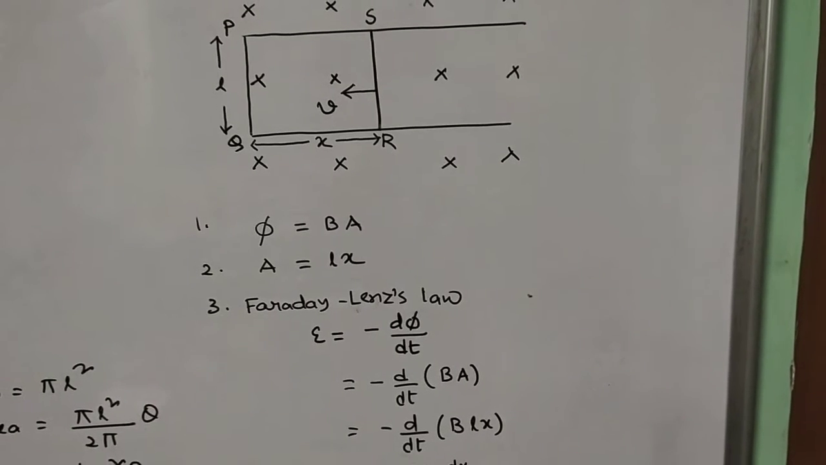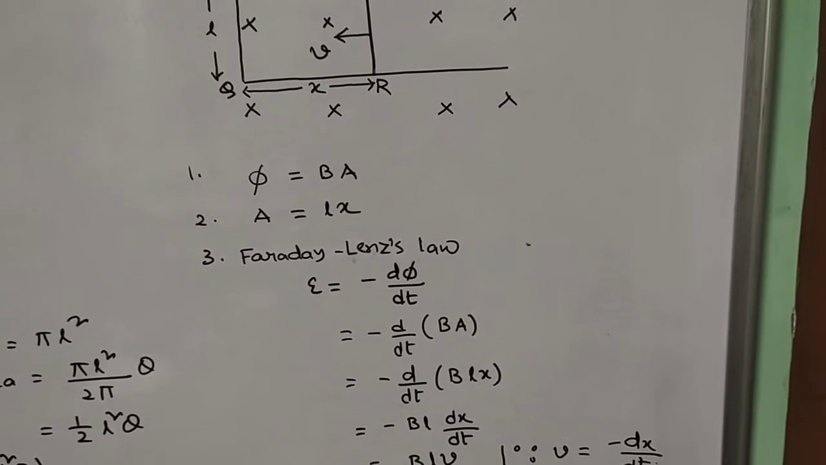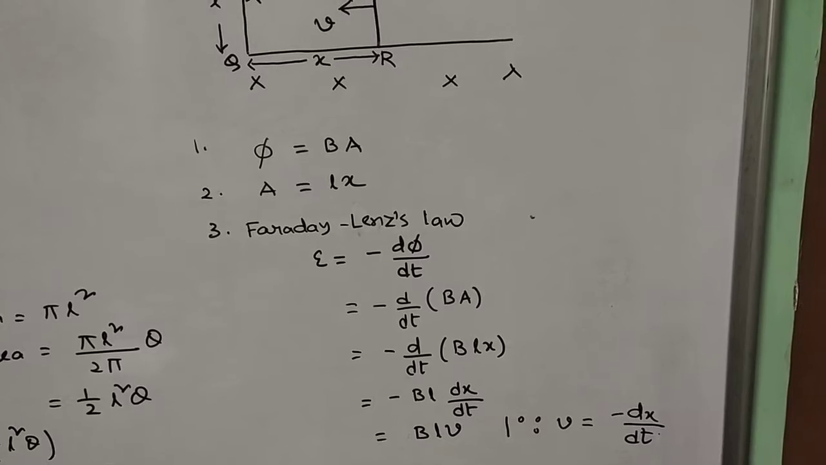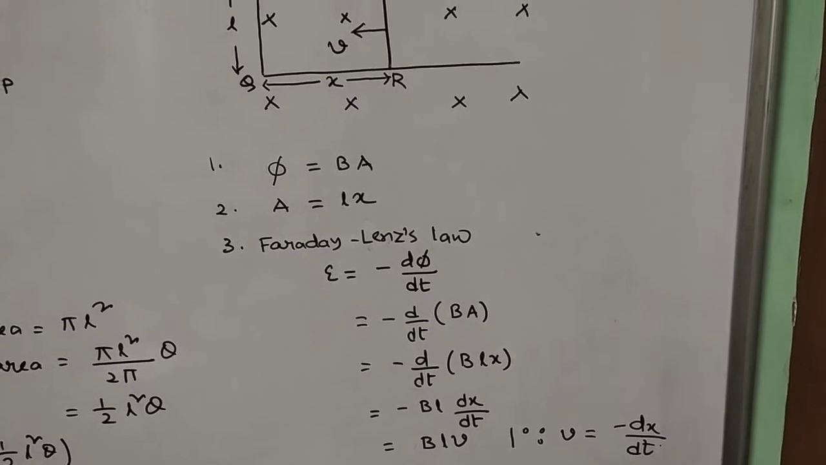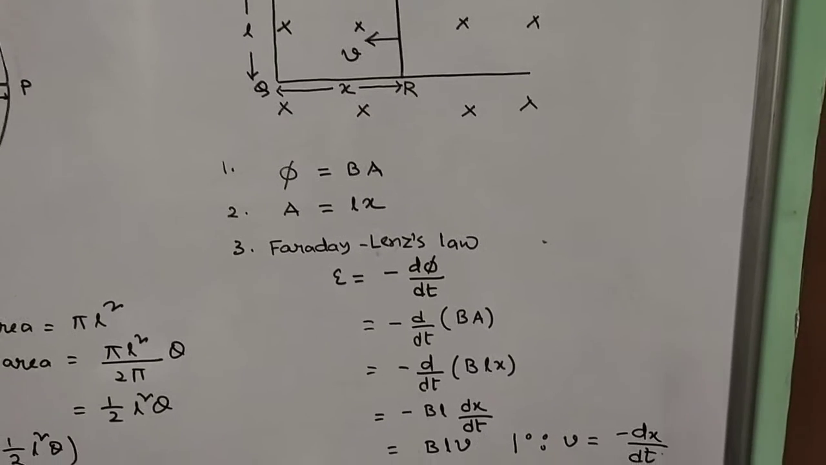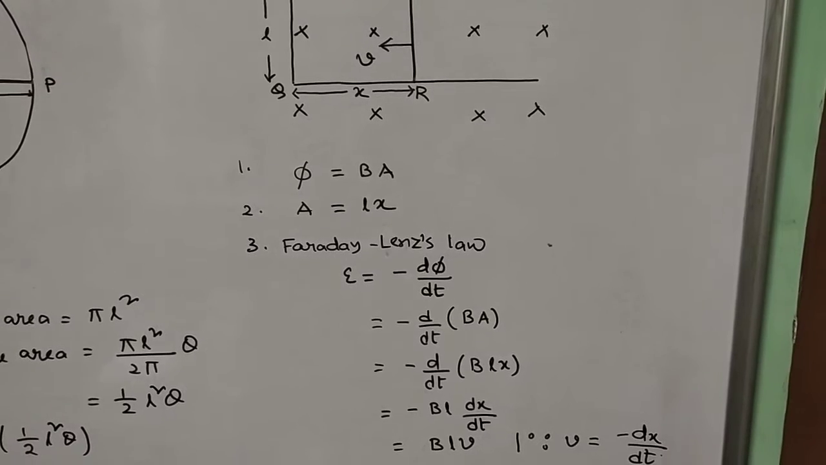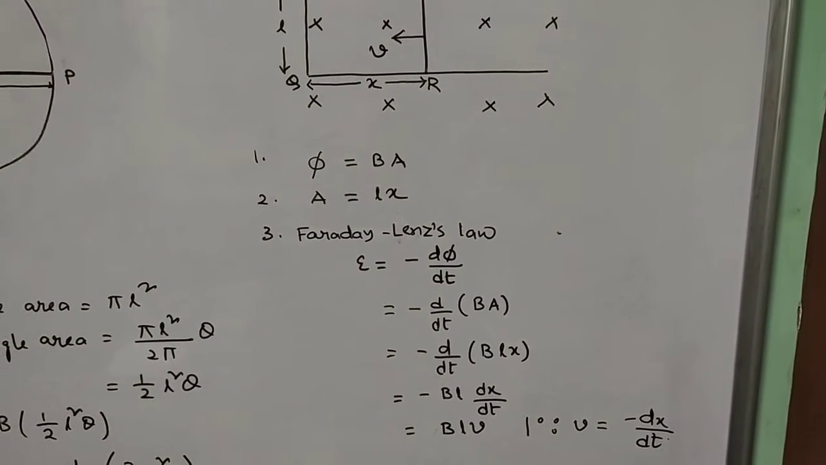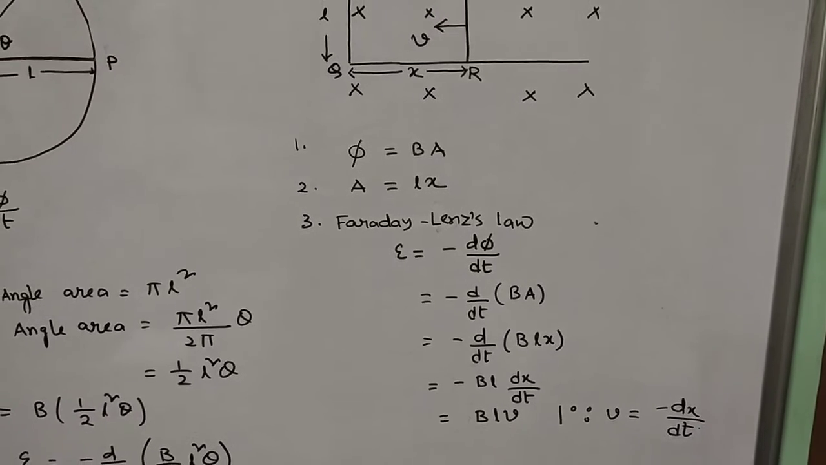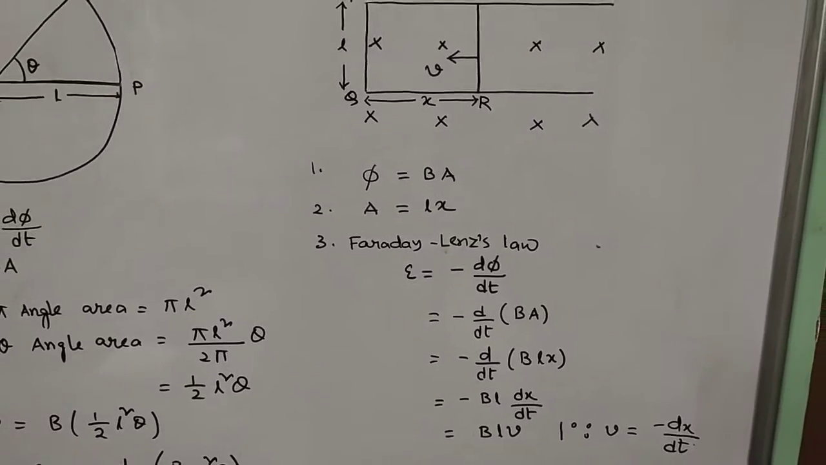So A is Lx. So BL comes out, and it is minus BL dx by dt. Now minus dx by dt is nothing but the velocity, because you see, if the velocity increases, x decreases, is it not? So that is why the negative sign is there. So if V equal to minus dx by dt, then it comes out E equal to BLV. So induced EMF is nothing but the magnetic field, the length of the conductor, and the velocity.